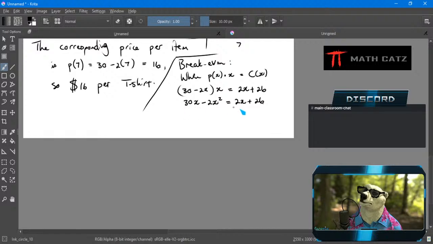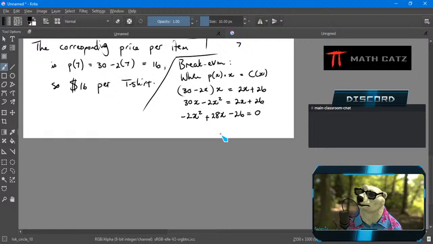So now I have a quadratic equation, which means group everything on one side. Which side do we want? It doesn't really matter. Negative 2x squared. I have a 30x here, minus 2x gives me a 28x. Take the 26 over as well to give me a minus 26, equal to 0.